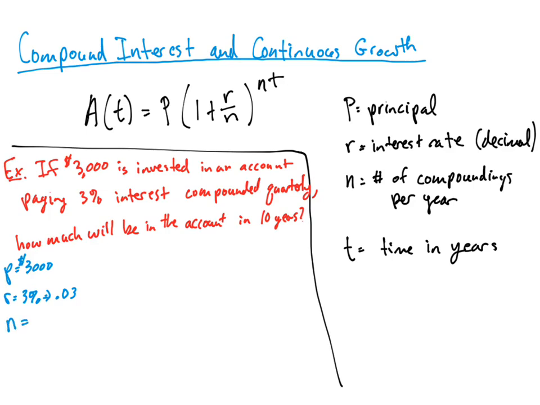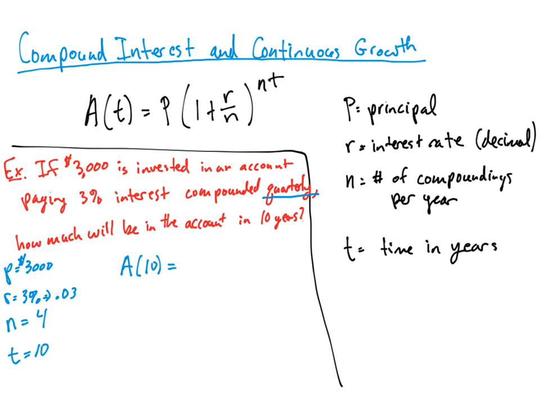N is the number of times compounded per year. Quarterly means 4 times a year, right? 4 quarters in a year, or 4 quarters in a dollar. So N is going to be 4. And then we're going to find T equal to 10. So after 10 years, how much money is in the account. So this is all pretty straightforward.